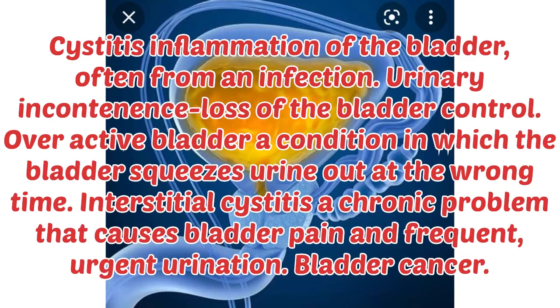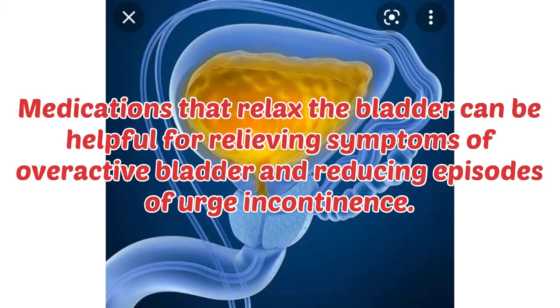Bladder. Cystitis, inflammation of the bladder, often from an infection. Urinary incontinence, loss of the bladder control. Overactive bladder, a condition in which the bladder squeezes urine out at the wrong time. Interstitial cystitis, a chronic problem that causes bladder pain and frequent urgent urination. Bladder cancer. Treatment. Medications that relax the bladder can be helpful for relieving symptoms of overactive bladder and reducing episodes of urge incontinence.